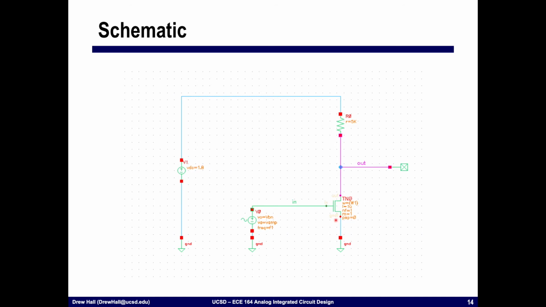Okay. I've also put net names on this in order to make things a little more readable. Otherwise, Cadence will randomly pick a net name for you, and it usually is a very long, convoluted name.